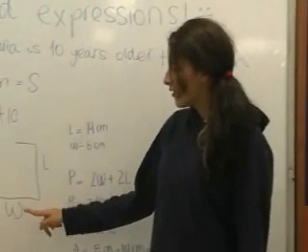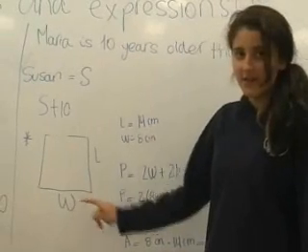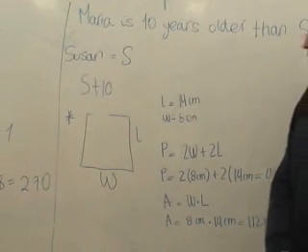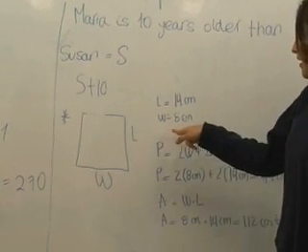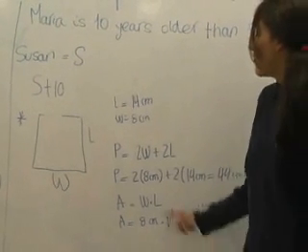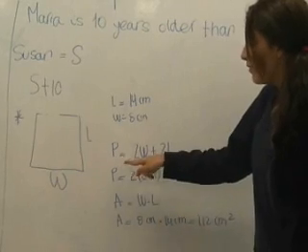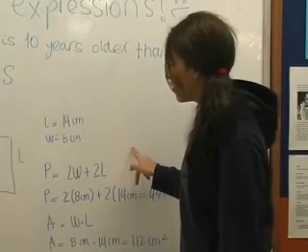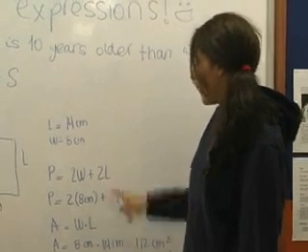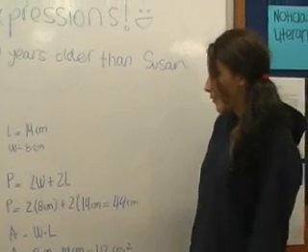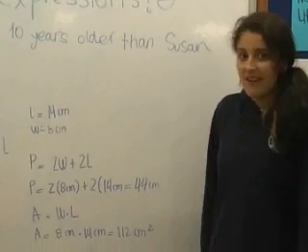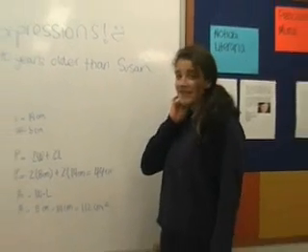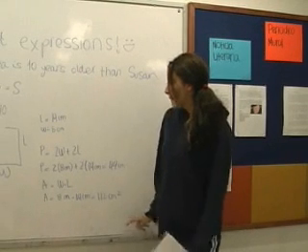This one is a rectangle, so we have the length and width. The length equals 14 centimeters and the width equals 8 centimeters. So the perimeter will be the sum of all the sides of the rectangle: 2w plus 2l. The answer will be 2 times 8 centimeters plus 2 times 14 centimeters, and this is equal to 44 centimeters.